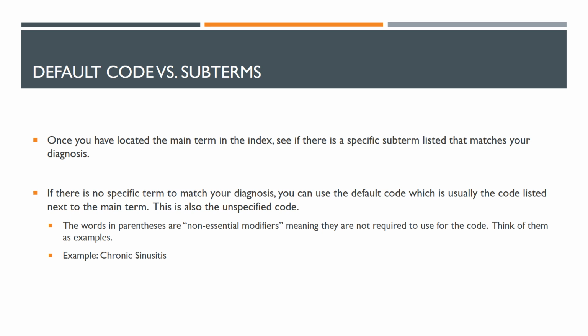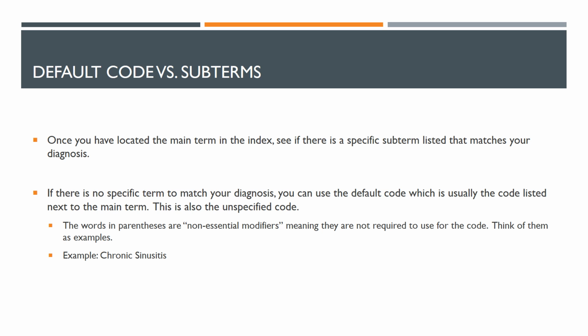In the examples we looked at, we found subterms to specify the diagnosis we were looking for. Sometimes there is no specific term to match your diagnosis. In this situation, you would use the default code or the unspecified code. This is the code listed next to the main term. Words in parentheses after the main term are called non-essential modifiers. They are examples of the diagnosis that are classified under the unspecified code. These terms are not required to use that code, just as examples.